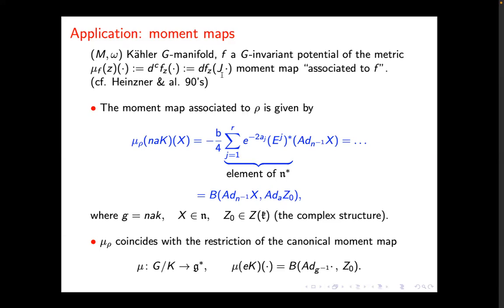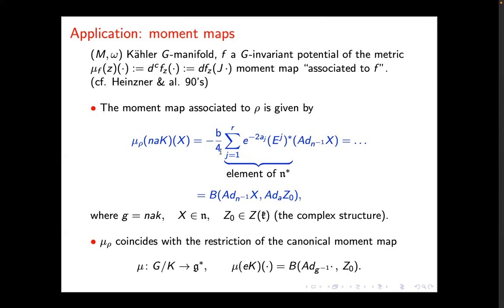By this formulation, we can compute the moment map associated to rho, again the potential of the Killing metric, completely in Lie theoretical terms. You see, you have n a k, which is an element in G mod K, and X is an element in the Lie algebra of N this time. And so you have this formula.